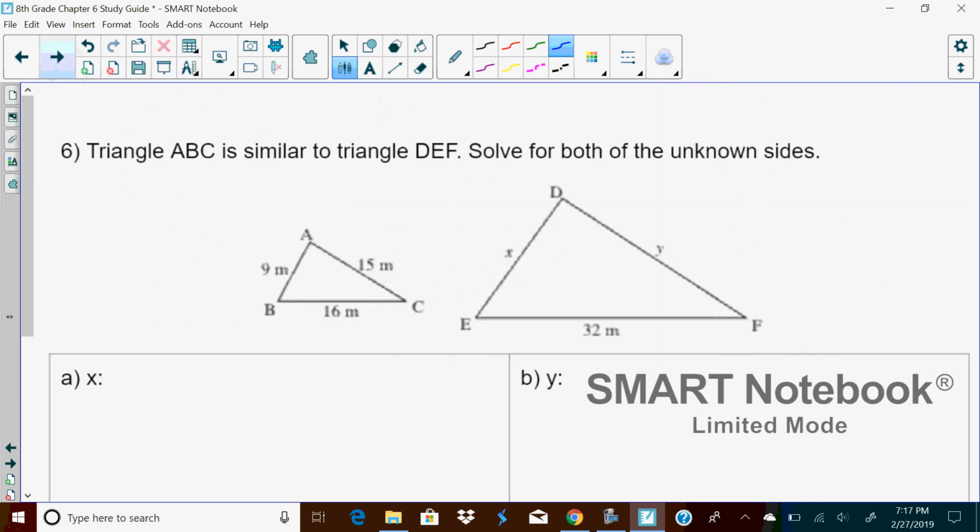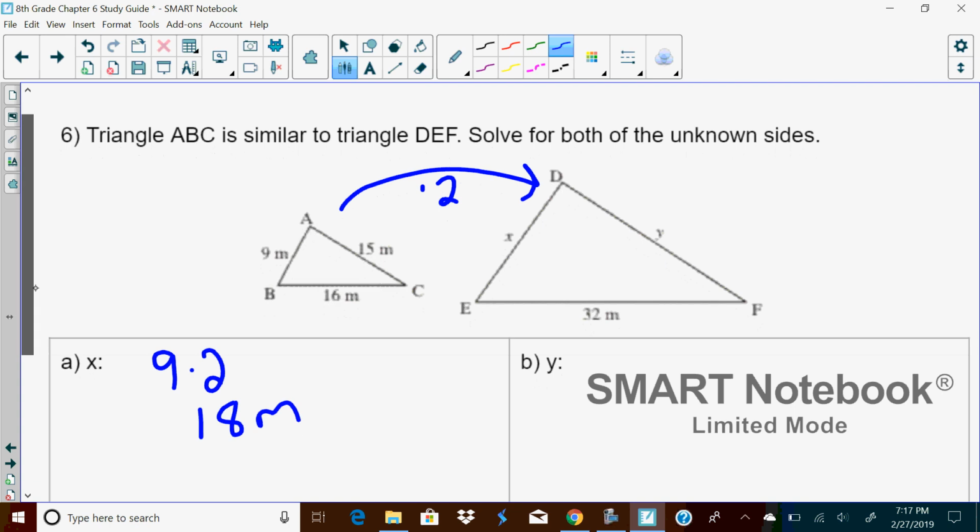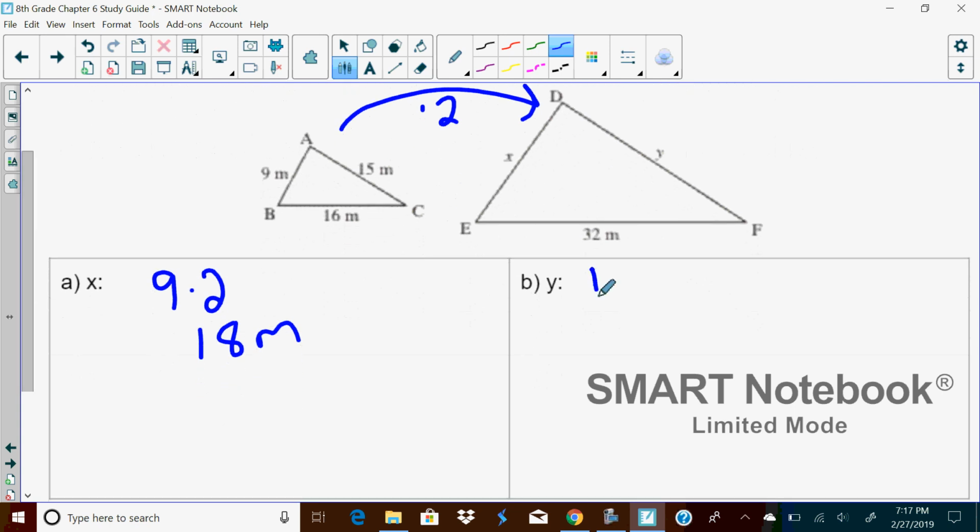Problem 6, triangle ABC is similar to triangle DEF. Solve for both unknowns. I know that 16 times 2, so my scale factor is 2. For x, I'm going to do 9 times 2, which is 18 meters. And for y, I'm going to do 15 times 2, which is 30 meters.